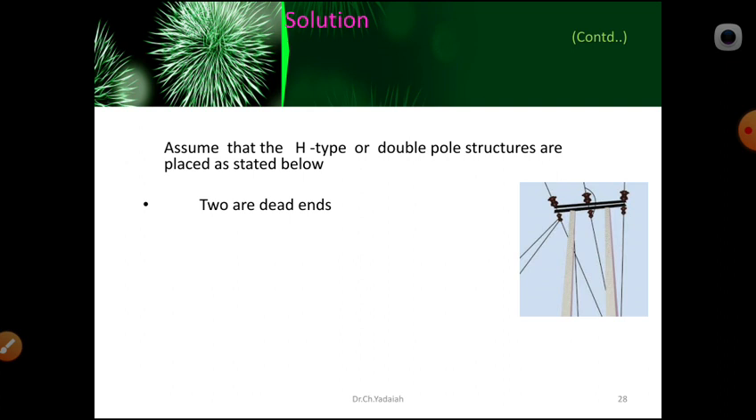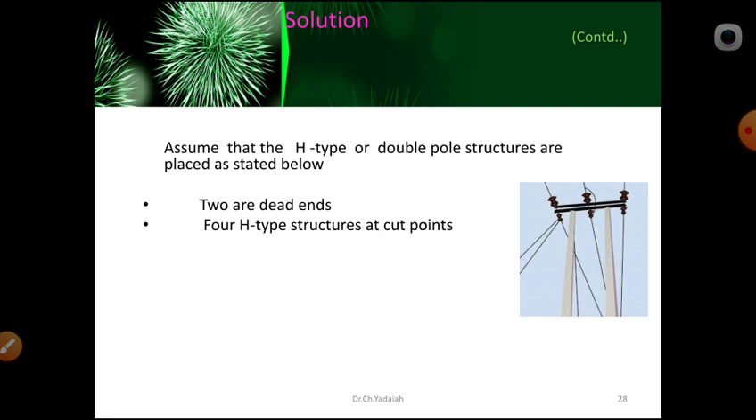You can see here the side-by-side figure. So what that is, the two pole structures. Instead of a single pole, they use two poles for strong mechanical strength. Next, the H type structures at cut points. Here they are using the H type at the cut points also. Instead of a single pole, on either side of the disc insulators, here the H type is used.